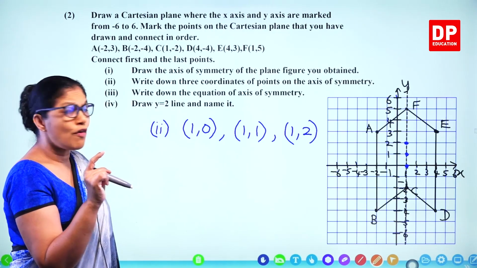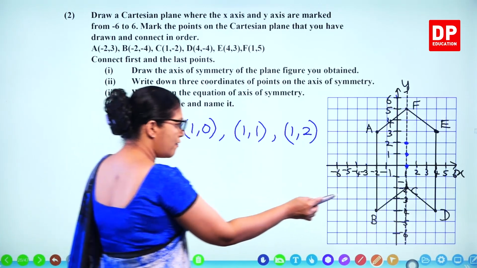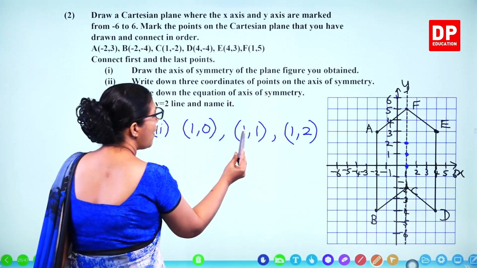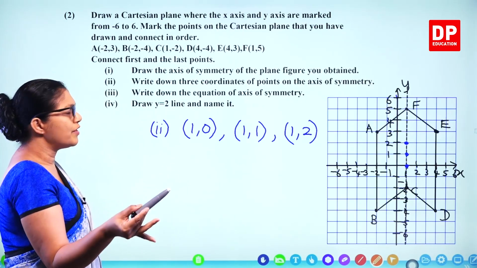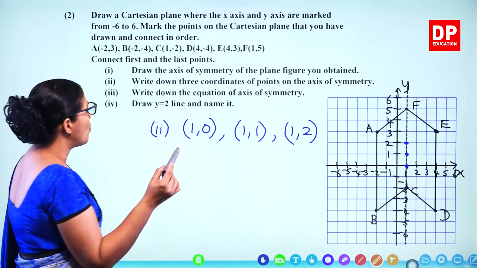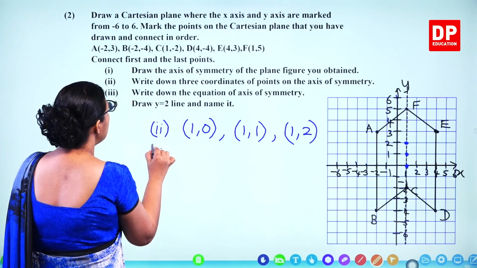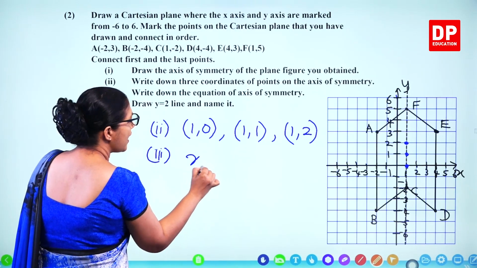Write down the equation of the axis of symmetry. Always the x value is 1. Y is changing: 0, 1, 2, 3 like that. So what is the equation of the axis of symmetry? X equals 1.